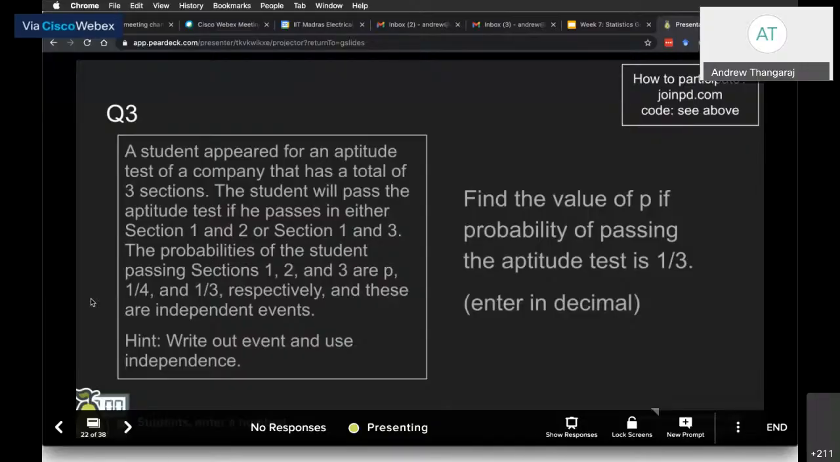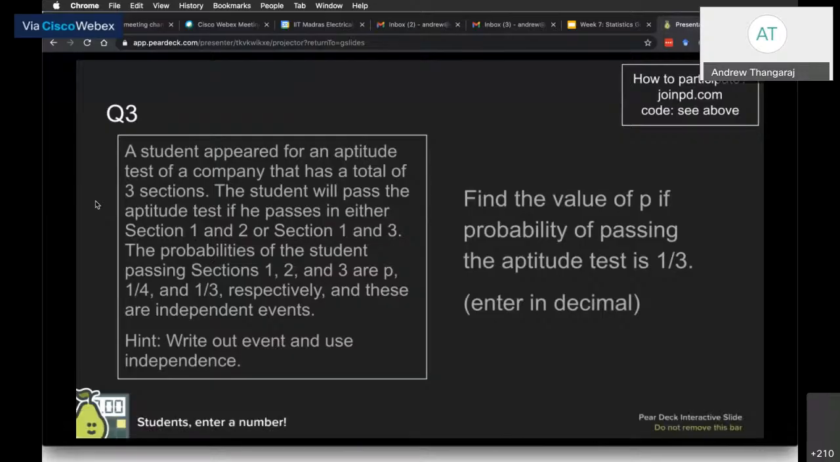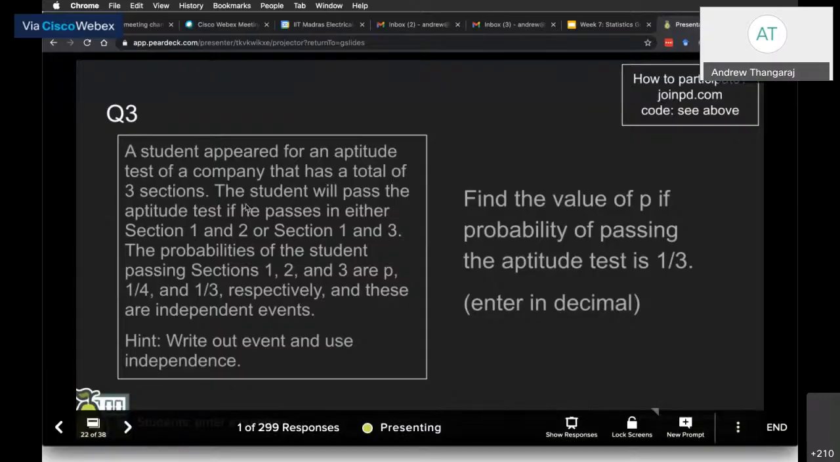This is a slightly more complicated question, but it uses independence, and it has been explicitly stated in the question that these are independent events. A student appeared for an aptitude test for a company. It had 3 sections, and passing is now a little bit more complicated. The student will pass the aptitude test if he passes in either section 1 and 2 or section 1 and 3. So passing section 1 is definitely required. You could either pass section 2 or section 3. So that's the event here. And there are probabilities given, and I have stated explicitly that these are independent events.